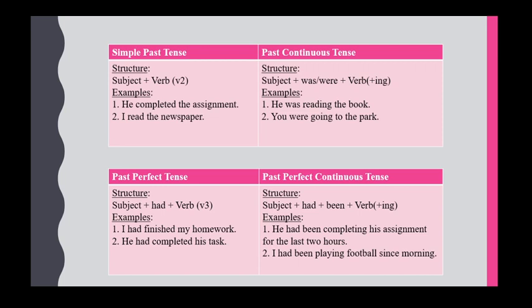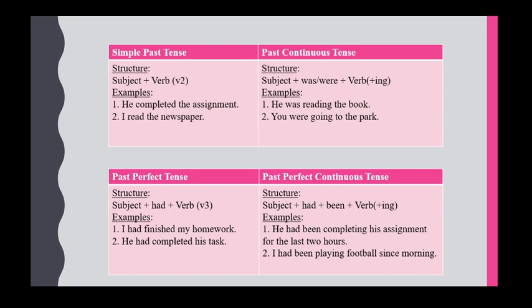Next comes the past perfect continuous tense. So friends, let's look at the structure. Subject plus had plus been plus verb plus ing. Okay, now see the examples, you will be more clear. He had been completing his assignment for the last 2 hours.